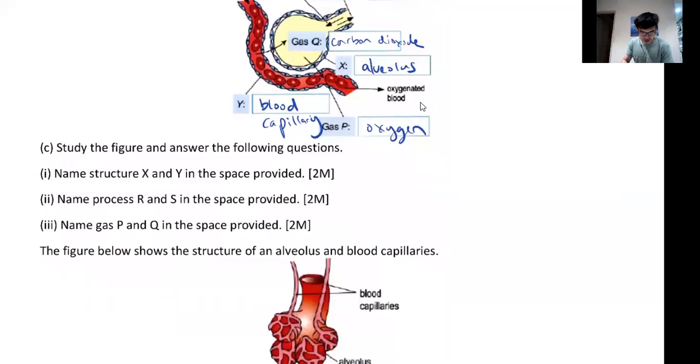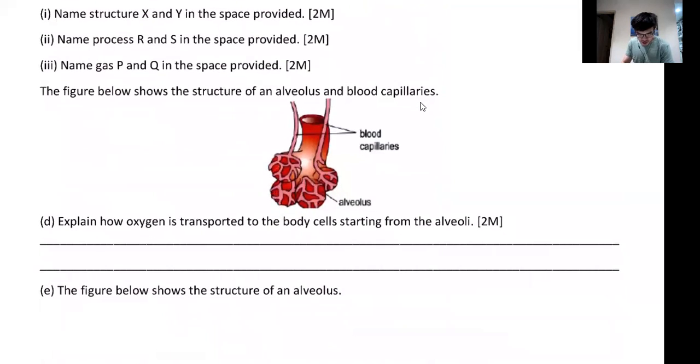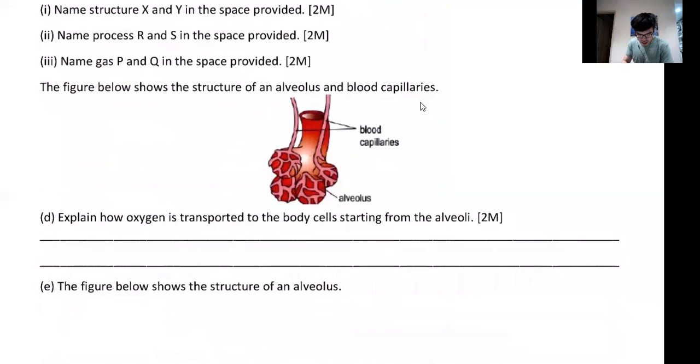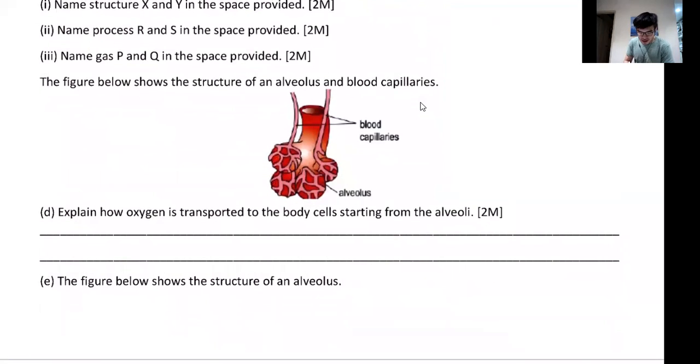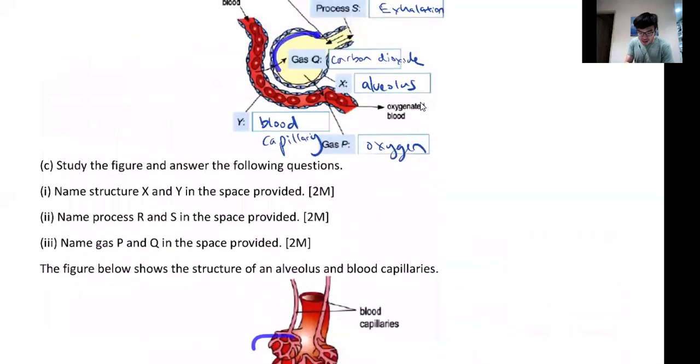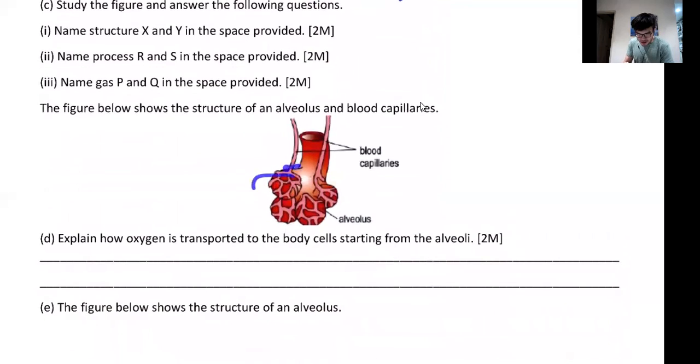Okay, so we have done this already. Next, the figure below shows the structure of an alveolus. Okay, let's finish this. So this is how it looks like. This is one alveolus, and then this is like four alveolus. This is really small. Your body has millions of alveolus. It's like counting leaves on a tree. This is even more.